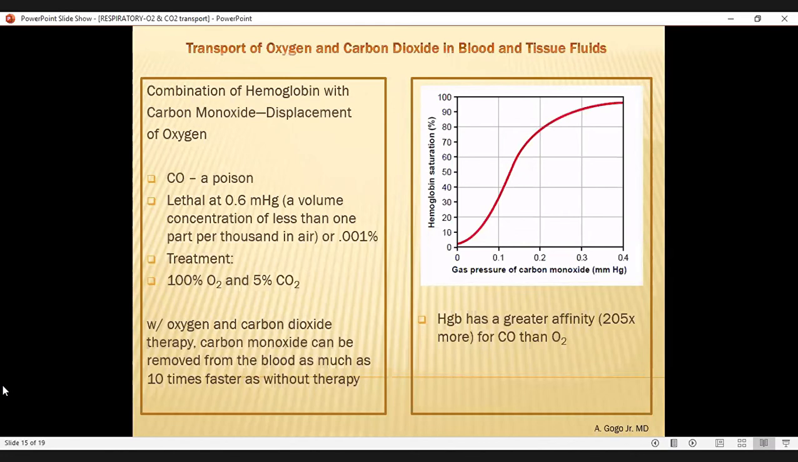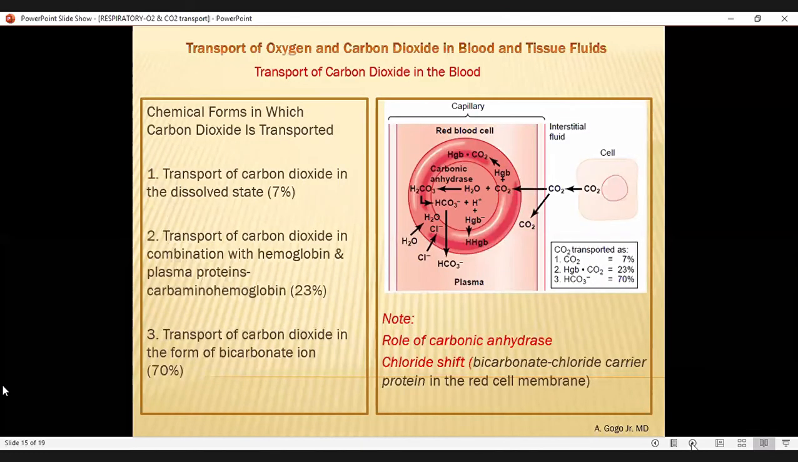It doesn't want to. So what do we do? You give a mixture of oxygen and carbon dioxide. Let the patient inhale, because carbon monoxide can be removed from the blood as much as 10 times faster with oxygen and carbon dioxide. So hemoglobin has a greater affinity for carbon monoxide than oxygen. So that's why it is lethal. Okay.